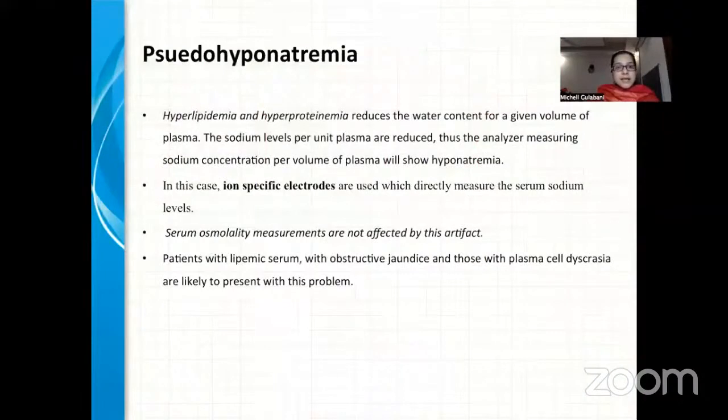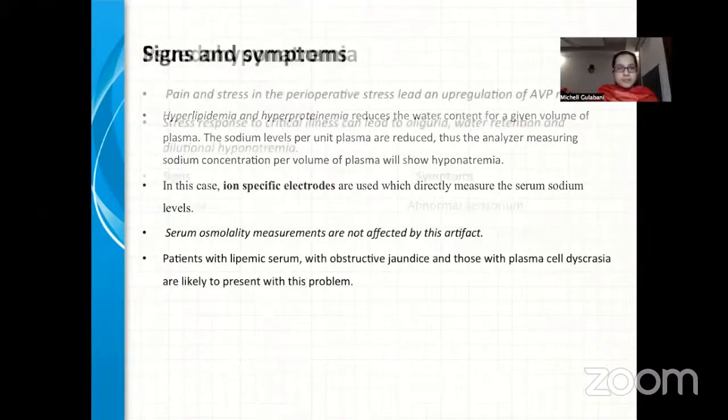As the name suggests, it's basically a hyponatremia which is detected during the normal analysis. Causes could be hyperlipidemia or hyperproteinemia because these reduce the absolute water content for a given volume of plasma. The sodium levels per unit plasma are reduced, and thus the analyzer measuring the sodium concentration per unit volume of the plasma will show hyponatremia. This can be clearly found out if you use ion-specific electrodes. And the serum osmolality measurements are not affected by pseudo-hyponatremia.